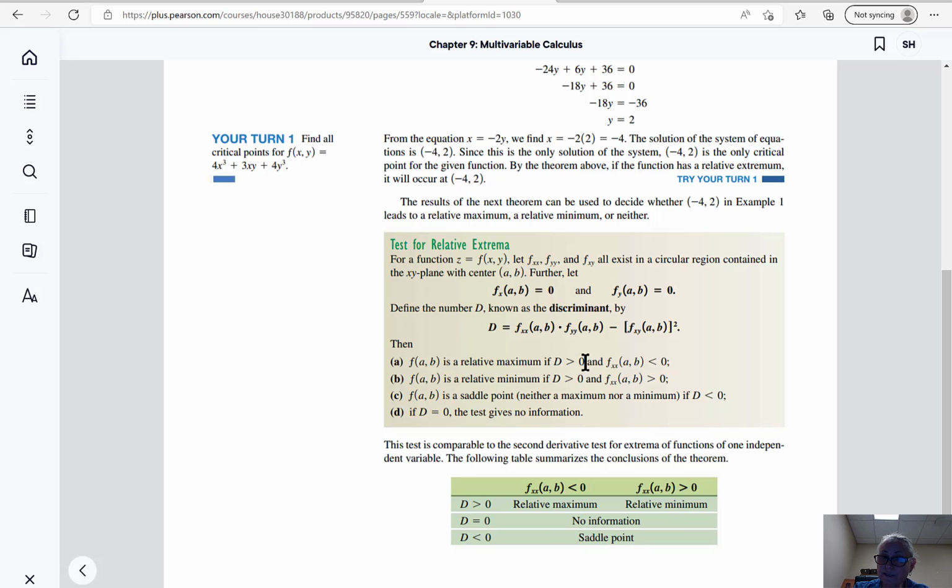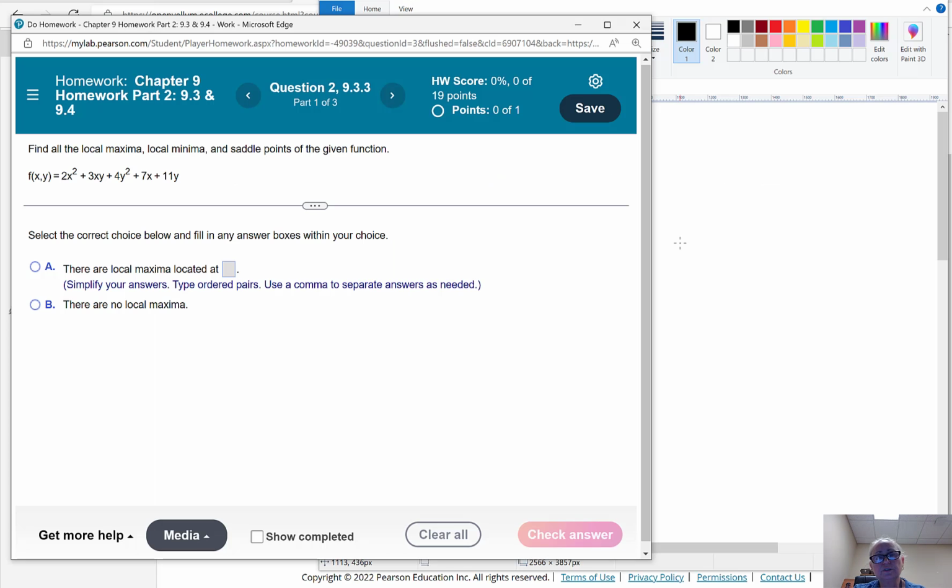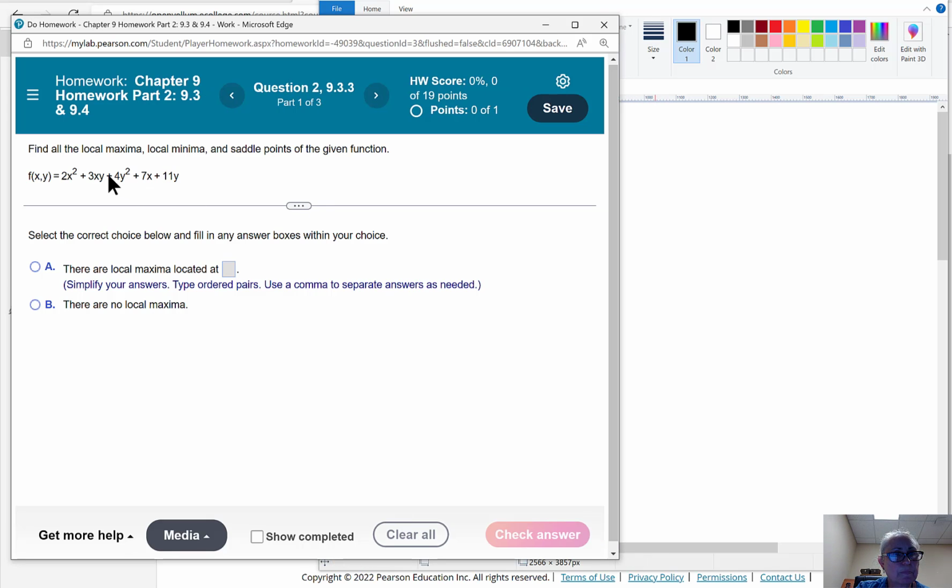If the discriminant is greater than 0 and f sub xx is less than 0, opposites, then you have a maximum. But if the discriminant is greater than 0 and f sub xx is greater than 0, you have a minimum. And if the discriminant comes out to be negative, then you have a saddle point. And if you get the discriminant equal to 0, this test doesn't work for the particular function you're working with. So let's look at an example of one of these.